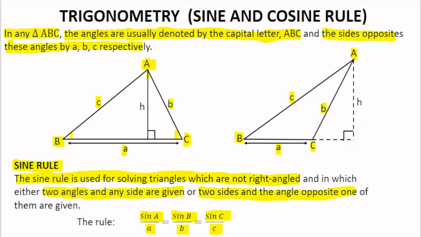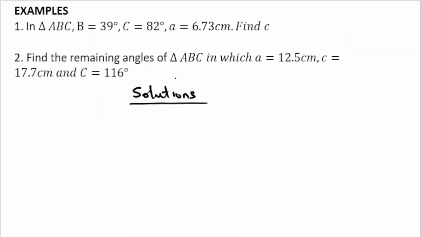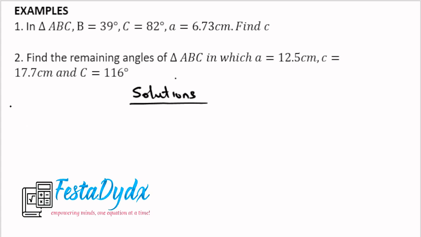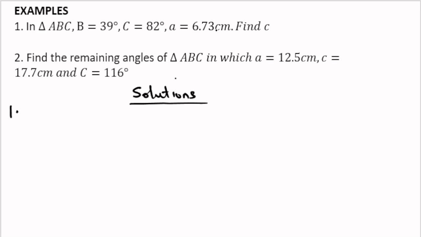Now let's move to the example we'll have for today. So for example 1, it says in triangle ABC, B is equal to 39 degrees, C is equal to 82 degrees, and small letter a is equal to 6.73 centimeters. Now let's find small letter c.